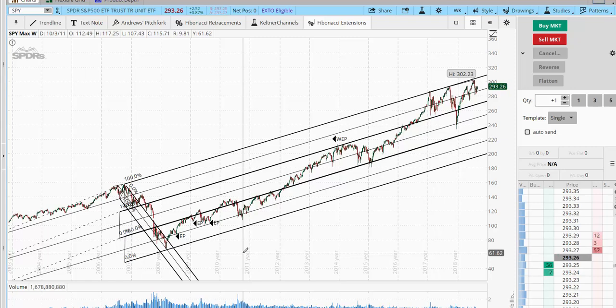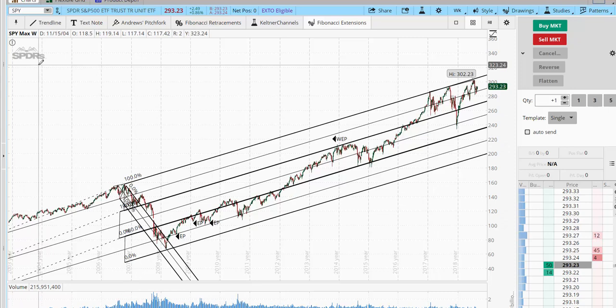Now, sometimes what's rather interesting is you'll get, on a lower time frame, an entry signal. You'll get a pattern plus an entry signal, which is really cool, because that will enable you to have a better reward risk ratio.